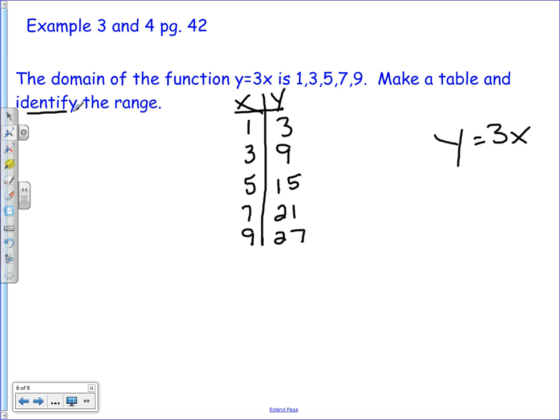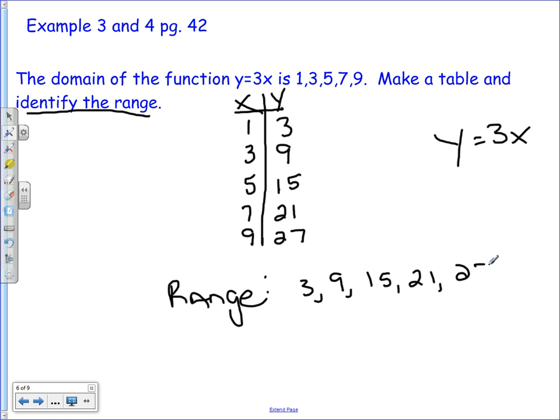The rest of it, don't forget all the directions, identify the range. We're going to write the word range, use a colon, and we're going to list 3, 9, 15, 21, and 27.